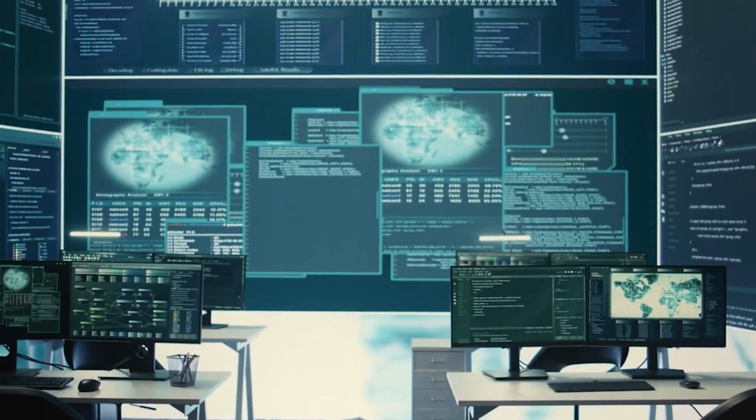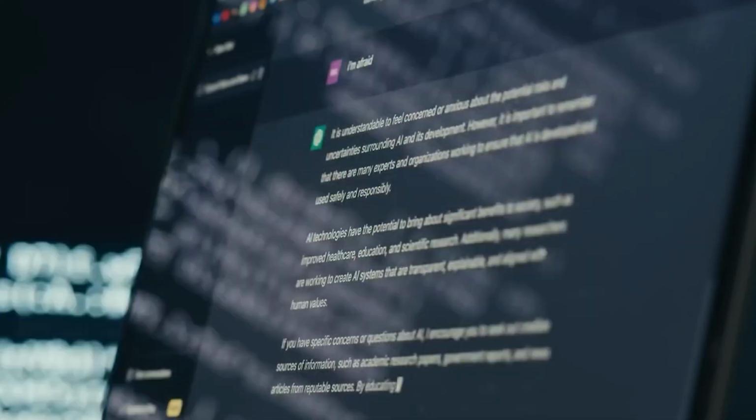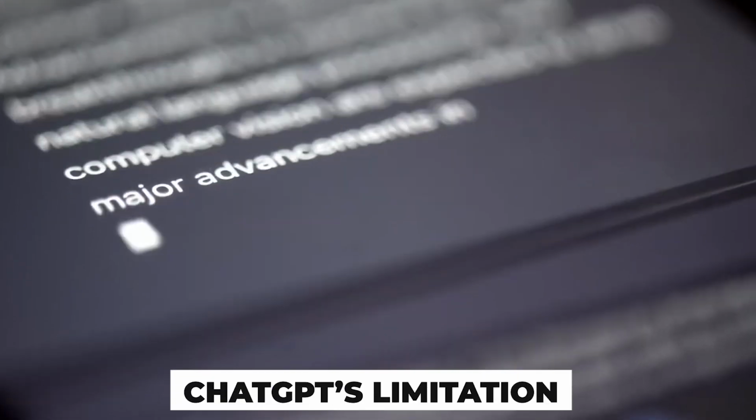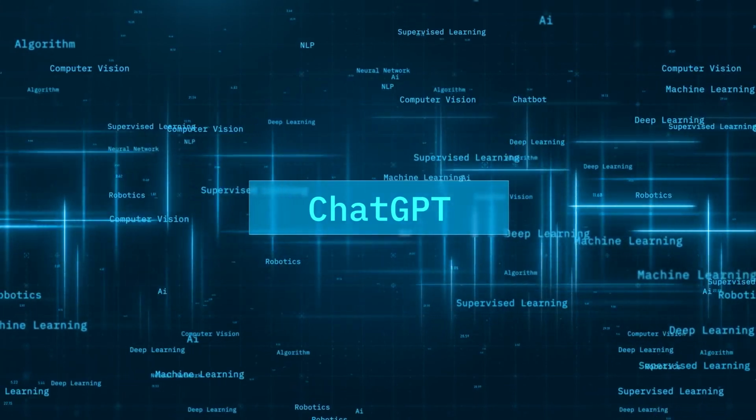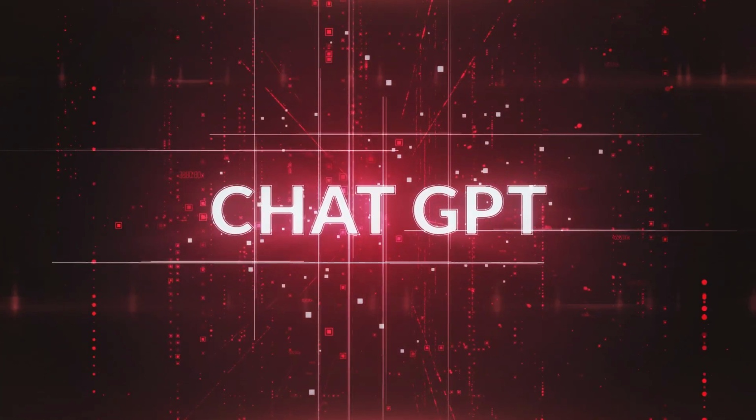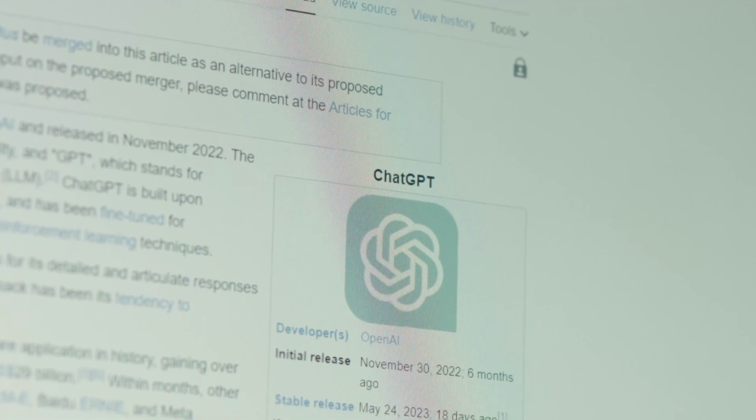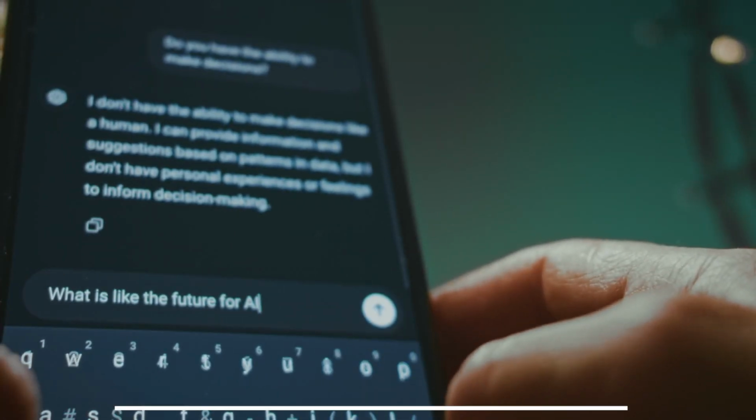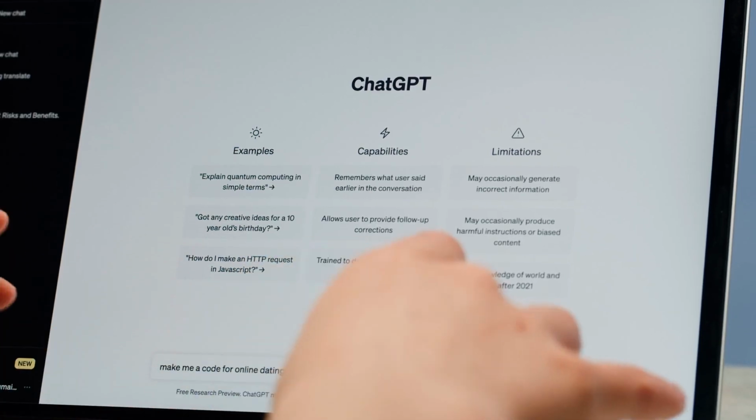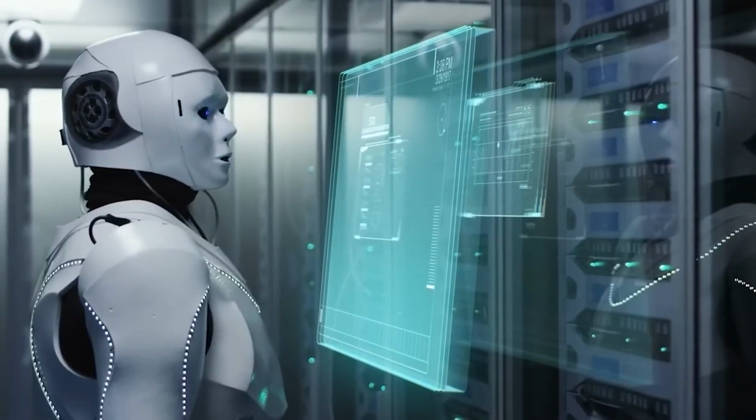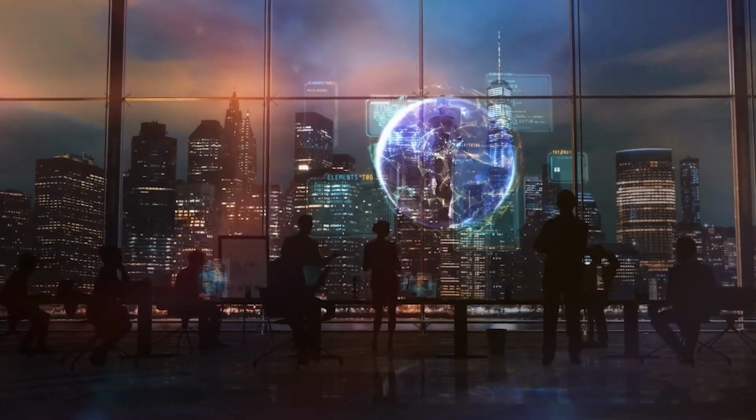It generates text based purely on patterns in the data it has been trained on without any comprehension of what it is doing. ChatGPT's limitation: while ChatGPT can respond with coherent, contextually appropriate text, it doesn't understand that text. It is not aware of its own processing or thought processes. It just operates based on pre-programmed patterns from vast datasets. Absence of true problem solving. AGI would be capable of solving novel problems in various domains without explicit programming.